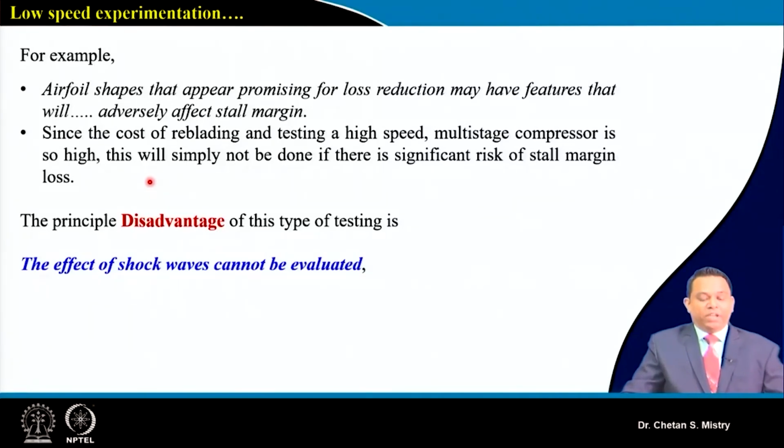Now what happens, in terms of aerofoil shapes that appear to show improvement in performance, it may be adversely affecting our stall margin, it may be possible. Okay, since the costing for making of this blade is lower, we can go with multiple configurations. We can go with a number of blade rotors and stators that can be modified and tested. That may not be possible with your high speed configuration, because it will be an expensive affair.